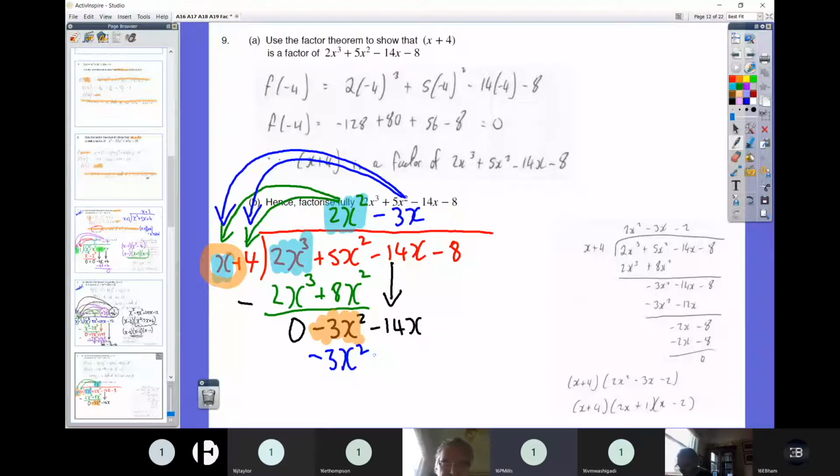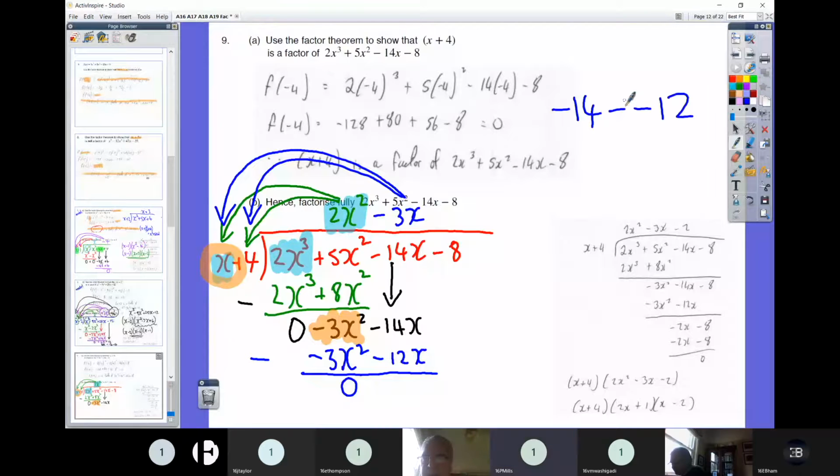And then you do your taking away. That first one's always going to be 0. And then you've got to be very careful. This is minus 14 minus 12. So it's minus 26x. No, it's not. Minusing a minus is a plus, Poppy. So what we're doing here is minus 14 minus 12. Okay. So that overall is a plus. So that's minus 14 add 12, which is minus 2. So that's minus 2x.